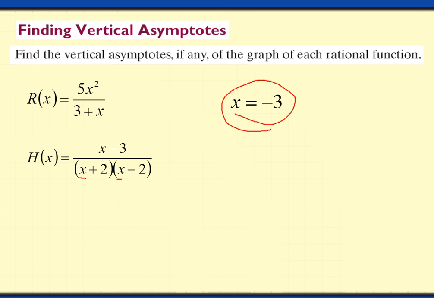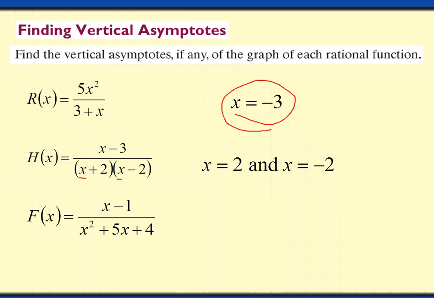So there are two vertical asymptotes. There are two vertical lines, and they go through those two x values. So x equal 2 is a vertical line through 2, and x equal -2 is a vertical line through -2. So this function has two vertical asymptotes.